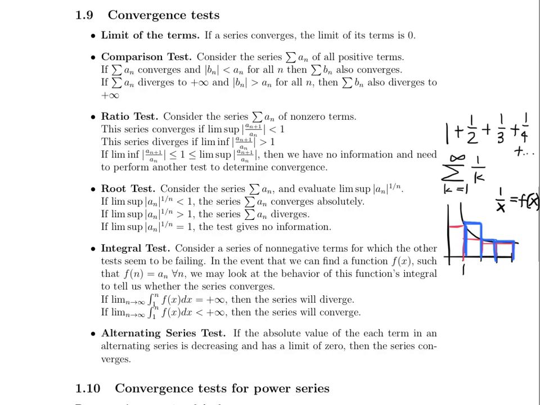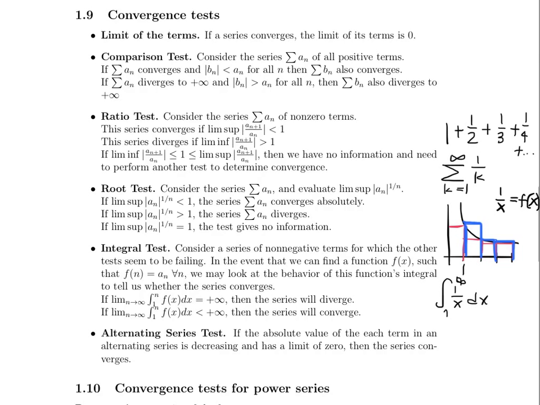What I'm seeing here is that the blue rectangles, the terms of my series, are greater than the area under this curve from 1 to infinity, this improper integral. And I happen to know that this integral diverges. So since my blue rectangles, which represent my series, are greater than this improper integral, which is divergent, my series will diverge as well.